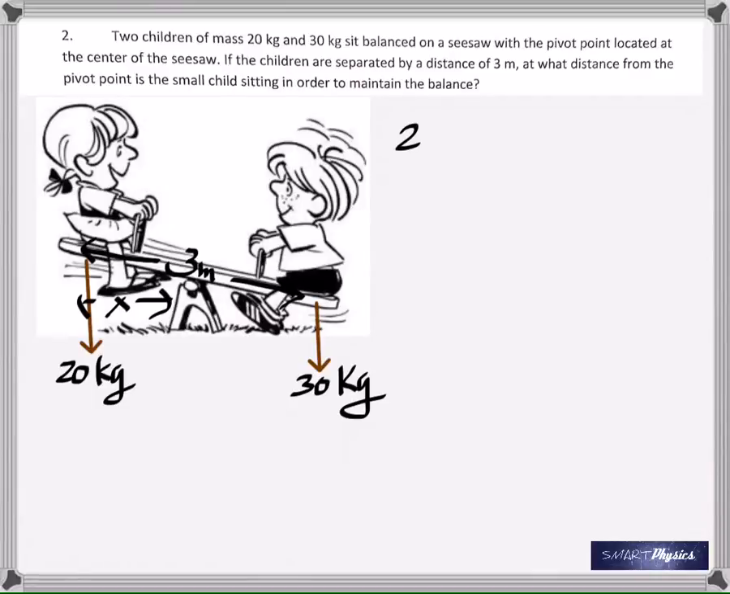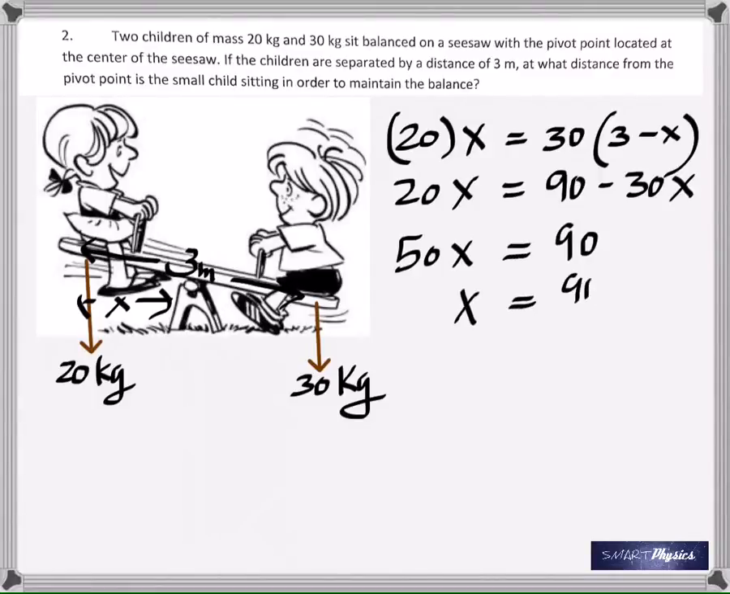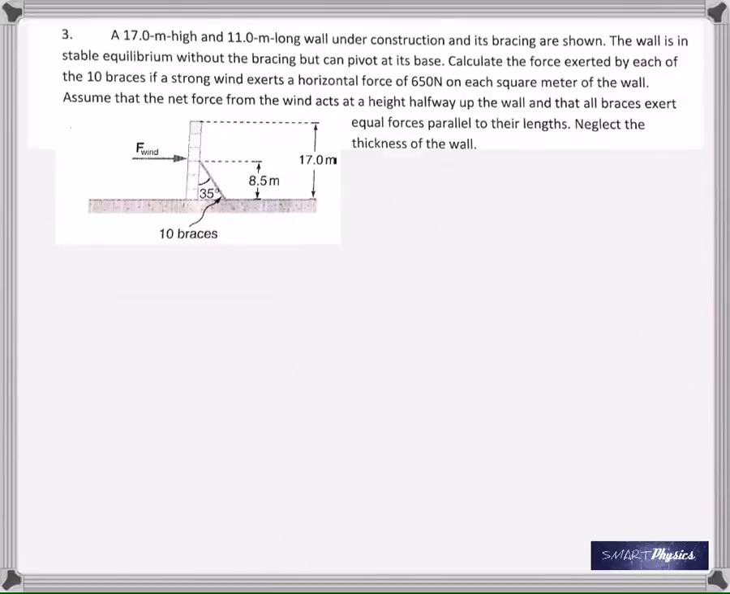And now you know that the 30 kilogram is creating the clockwise torque, and the 20 is creating the counterclockwise torque. So their torques must be equal and opposite. So 20 times x is equal to 30 times (3 minus x). When you distribute and do the calculations, you get x as 1.8 meter. So the smaller child is seated 1.8 meter from the pivot, which means the bigger child is seated 1.2 meter away.